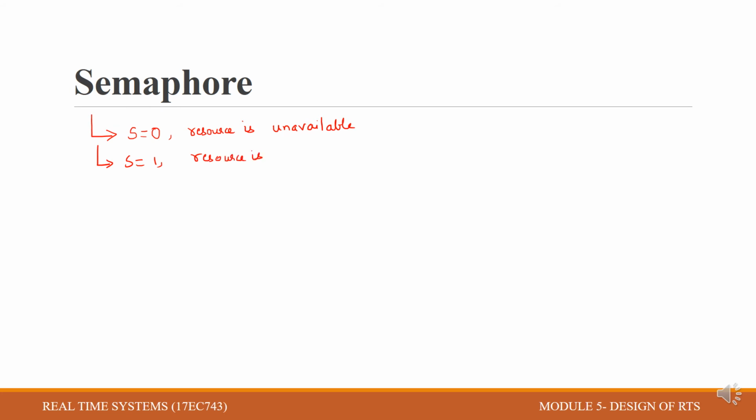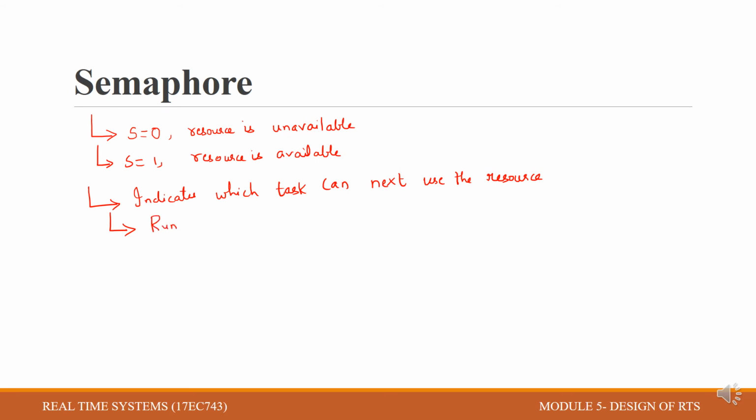and the task can proceed. So apart from this availability of the resources or in use, it also indicates one more piece of information, that is, which task can next use the resource. It also gives the information about which task can next use the resource. This is the most important information to be understood in the semaphore. So with this we can tell that the semaphore always runs the tasks in a strict sequence.